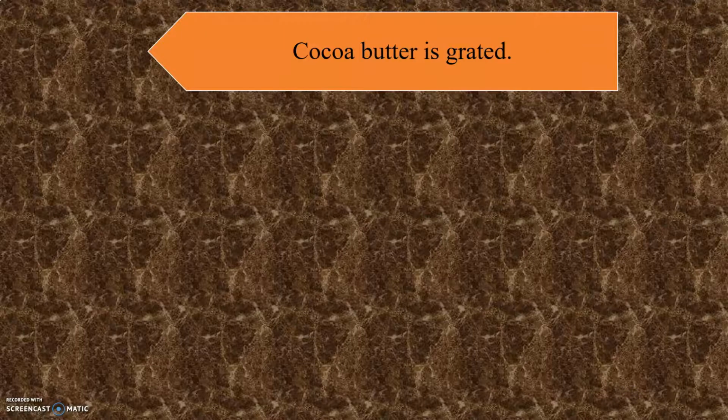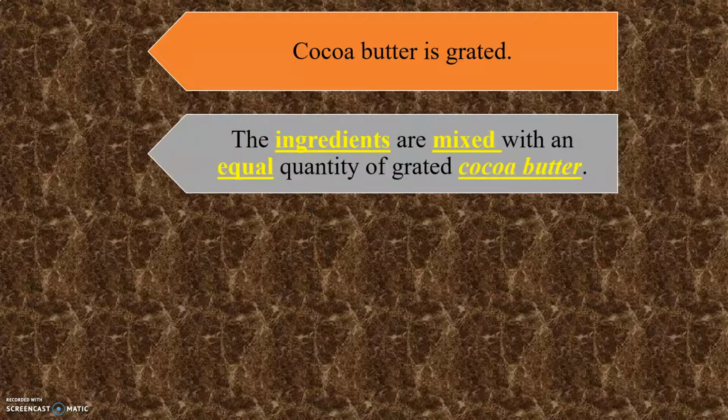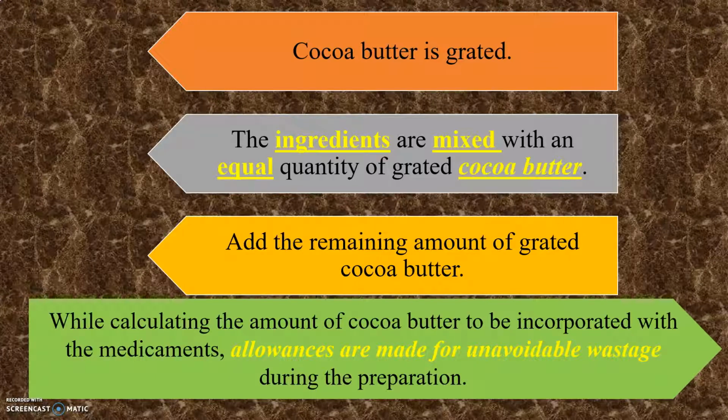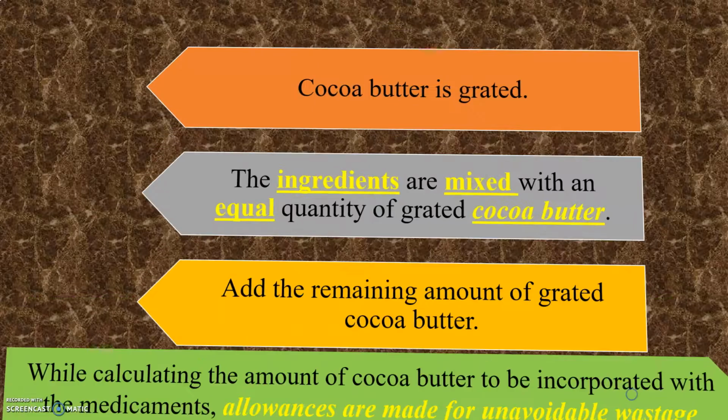First step is the cocoa butter is grated. Next, the ingredients are mixed with an equal quantity of grated cocoa butter. After that, add the remaining amount of grated cocoa butter. Here, one thing we have to remember while calculating the amount of cocoa butter to be incorporated with the medicaments, the allowances are made for unavoidable wastage during the preparation.